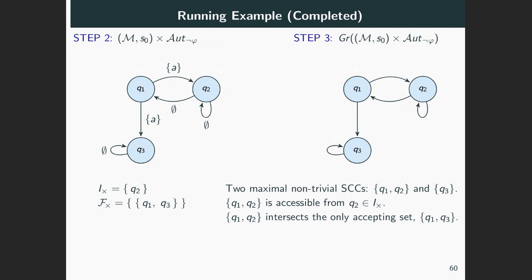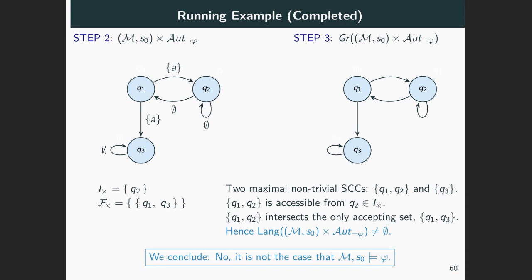Q1, Q2 is accessible from an initial state of the automaton. Here, the only initial state, Q2. And it intersects all the accepting sets of the automaton. Here, the only accepting set, Q1, Q3, in that they have Q1 in common. So the accepted language of the automaton is non-empty, which allows us to conclude that M in state S0 satisfies phi.